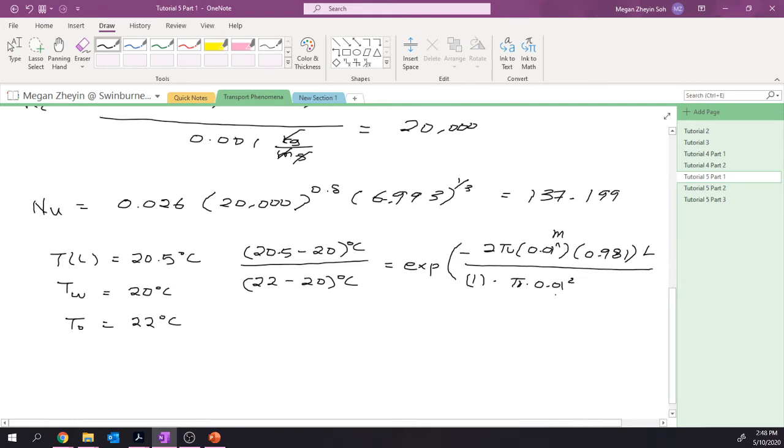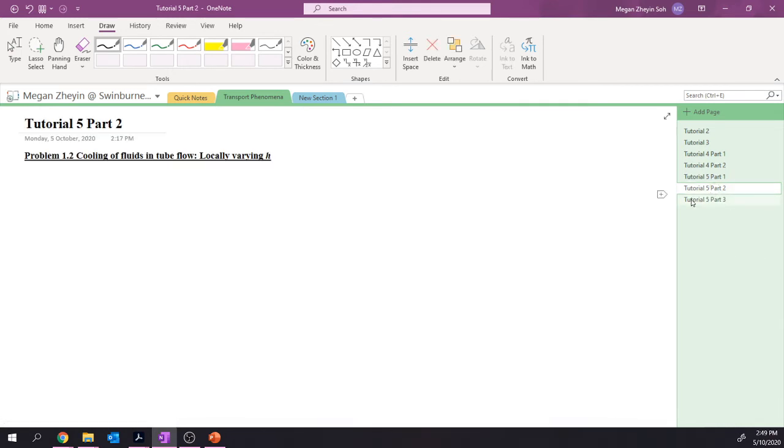And multiplied by the density, which is 10 to the power of 3, times the heat capacity, which is 1. Then we can easily solve for L, the length required, to be 7.064 meters. Now moving on to part 2.